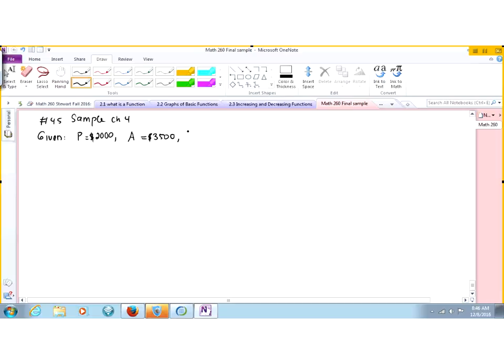What about the interest? So 12%, r is 0.12. Good. Compounded monthly. So what does it mean? n is equal to 12. Yes. Find, what do we need to find here? The time. Yes. Okay. Then what formula do we use?